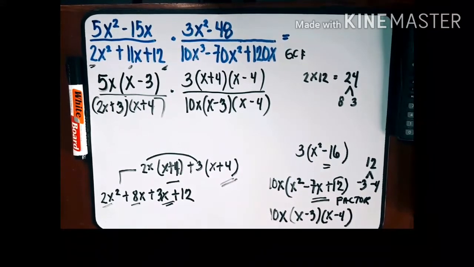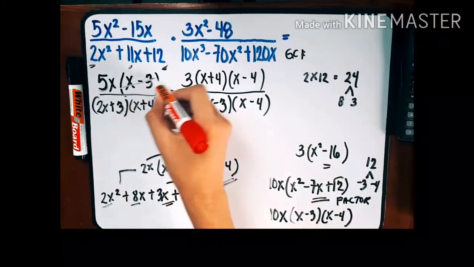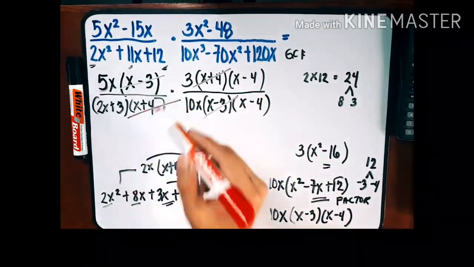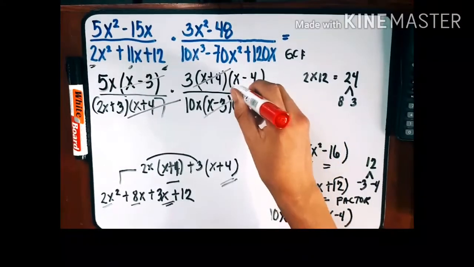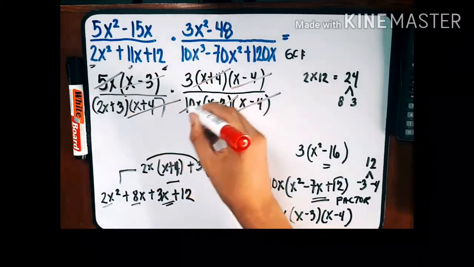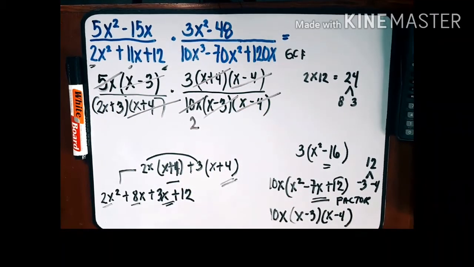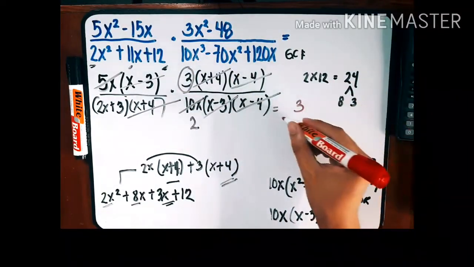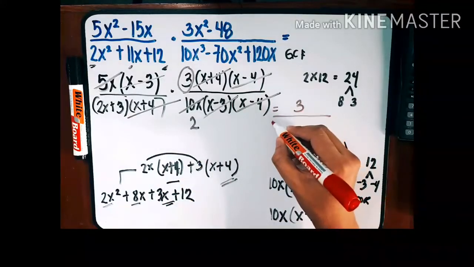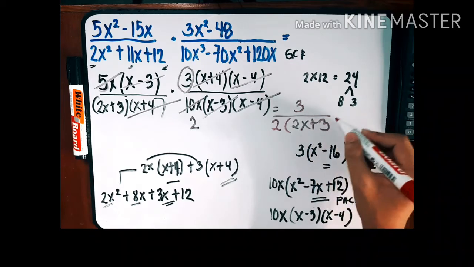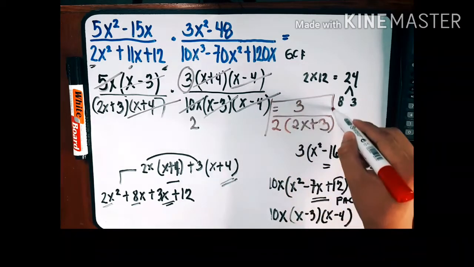Next, we can proceed to cancellation. x minus 3, we can cancel. x plus 4, we can cancel. x minus 4, we can also cancel. 5x over 10x, we can cancel, it would be 2. So, what remains is 3 in the numerator over 2 and 2x plus 3. So, this is our final answer.